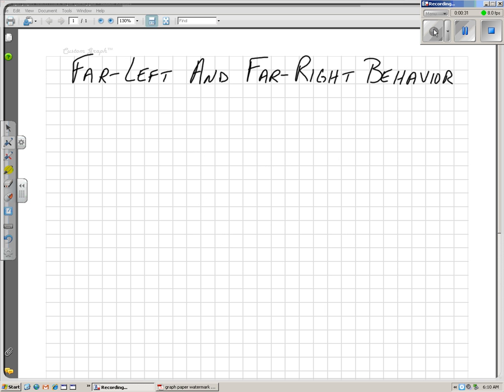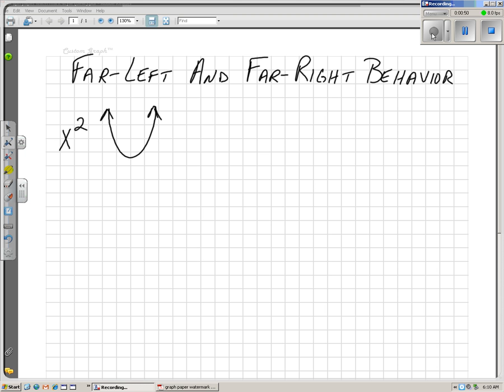Now a handy tool we're going to need to know is how a graph behaves as it goes to the left and as it goes to the right. What's the far left and far right behavior? Let's start with a sketch of an x squared graph. Everybody knows what an x squared graph looks like. It's a parabola. It opens upward.